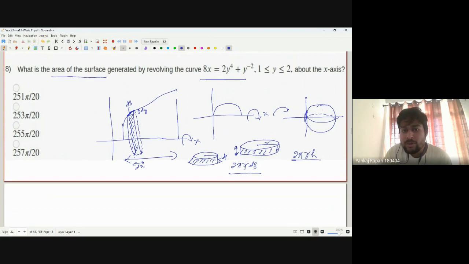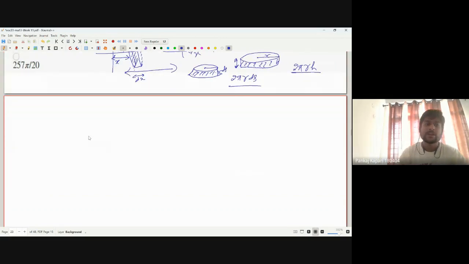In this particular problem we have an arc of a curve. It's a part of this curve between where y varies between 1 and 2, and we are revolving it about the x-axis, and then we have to find the area. If you are revolving about the x-axis, then what will be the radius? Radius will be this length. If at a distance x, let's say this was distance x, at this particular distance x this height is the radius, because from the axis of revolution you have this much distance y, so this is your radius.